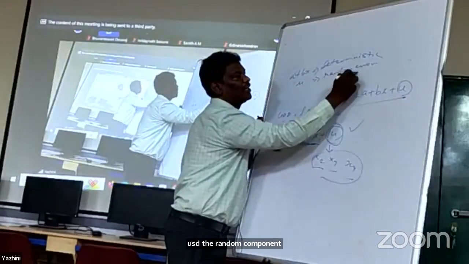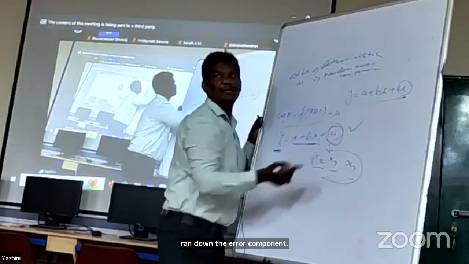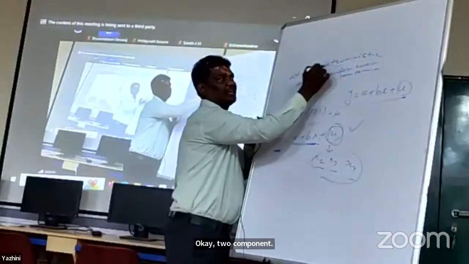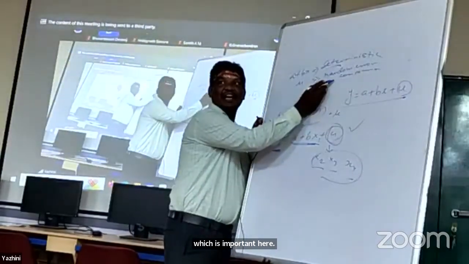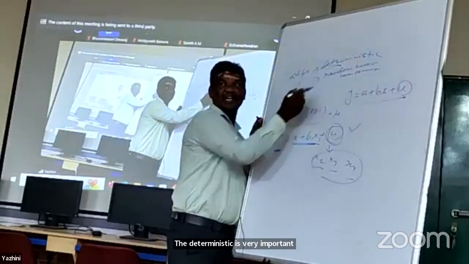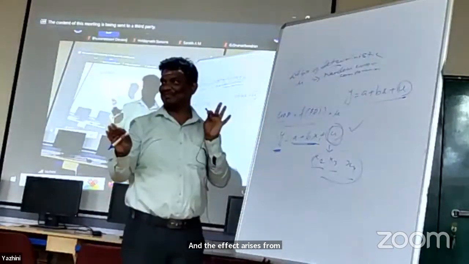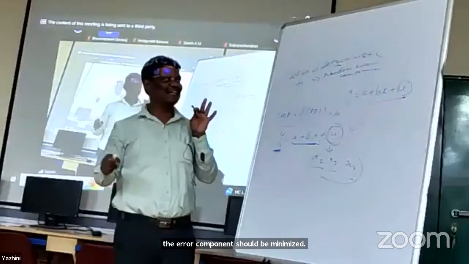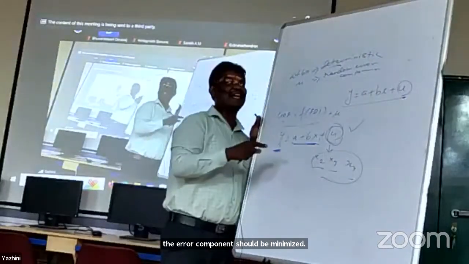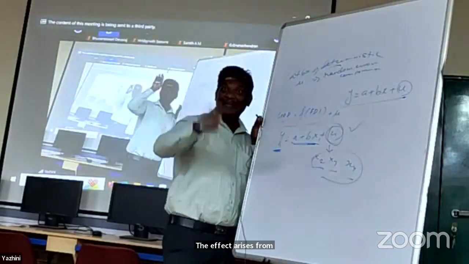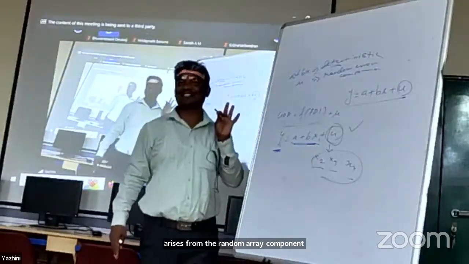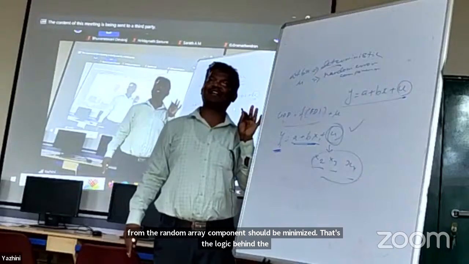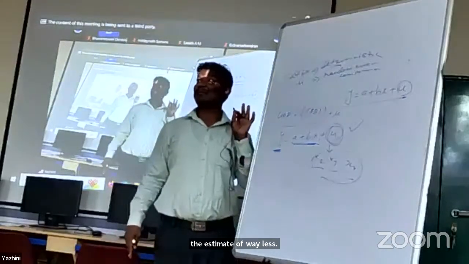Okay, two components. So which is important here? The deterministic is very important, and the effect arising from the random error component should be minimized. That's the logic behind the estimate of OLS, minimizing the error criteria. So error minimizing criteria.